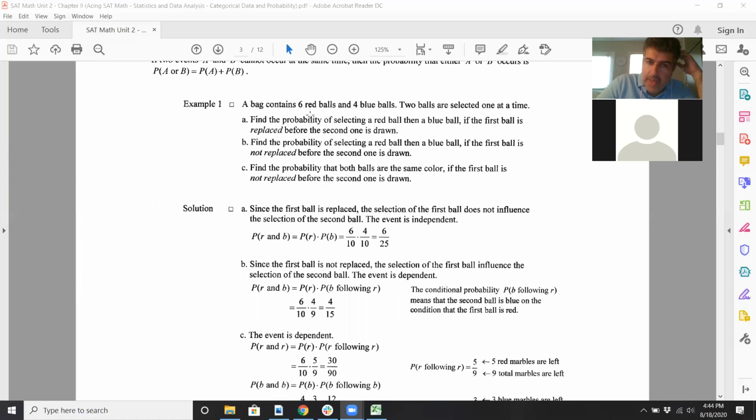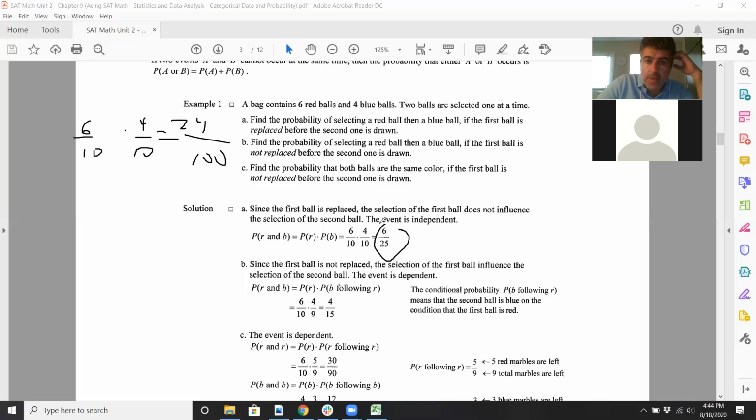So here we have a bag that has 6 red balls and 4 blue balls. 2 are selected one at a time. What's the probability of selecting a red, then a blue, if the first ball is replaced before the second draw? Again, getting a red ball first is 6 out of 10. Getting a blue ball after that will be 4 out of 10, because remember, you are replacing, so you still have 10 to choose from. And it's 24 out of 100, or that reduces to 6 over 25.